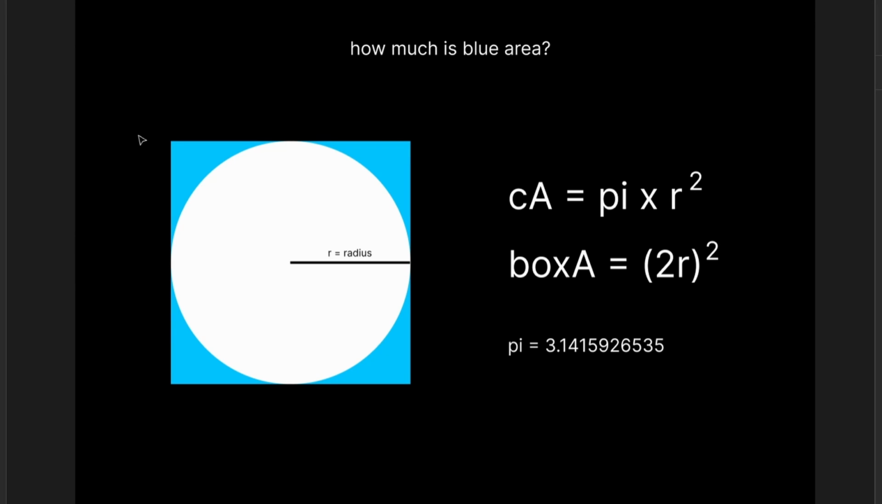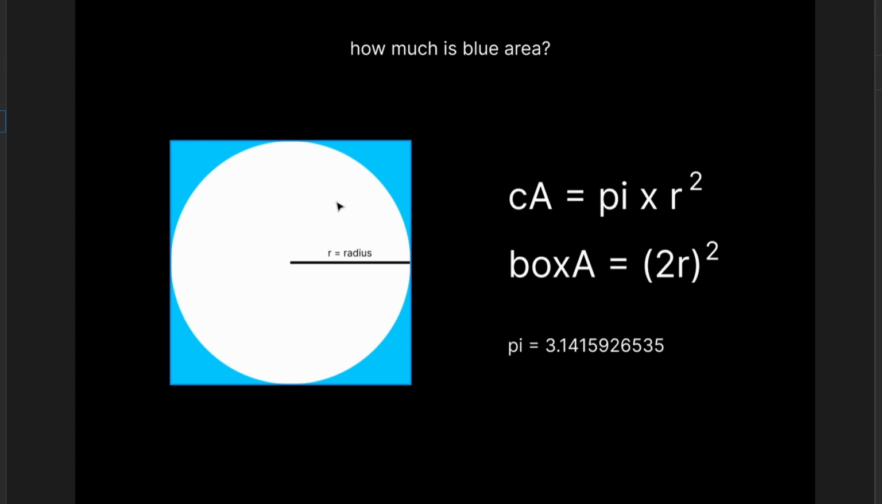I would like to show you a geometrical question. The goal is to figure out the total area of these blue parts of the shape. First there is a circle here and there is a square. The walls of the square are right beside the walls of the circle.